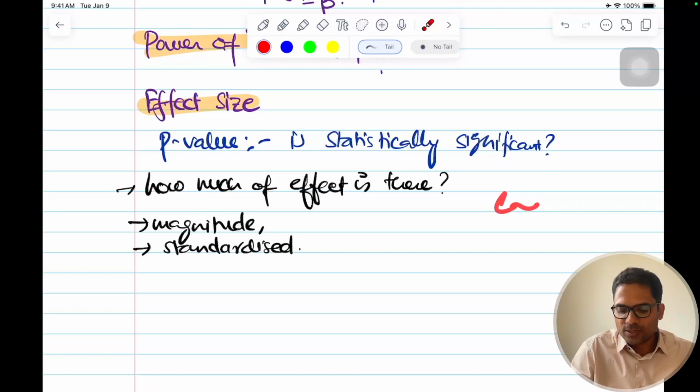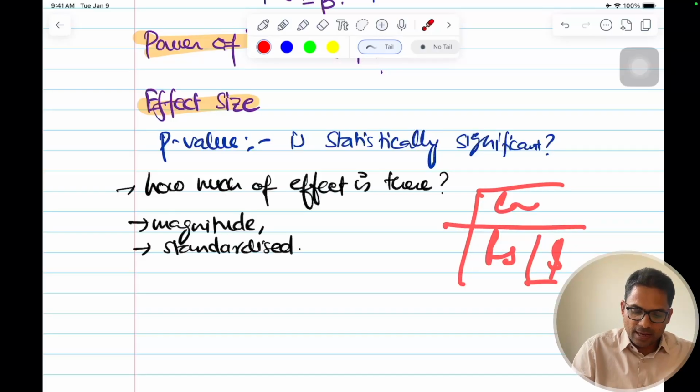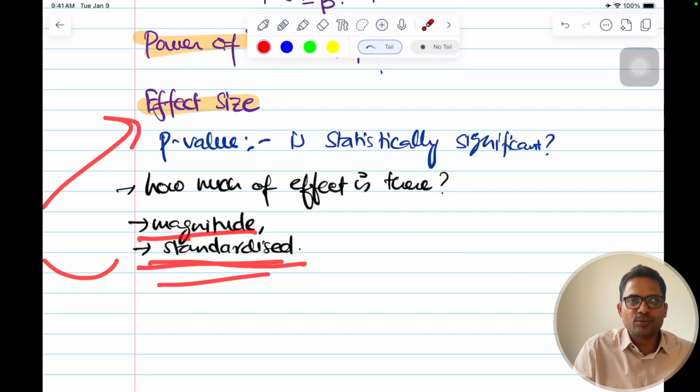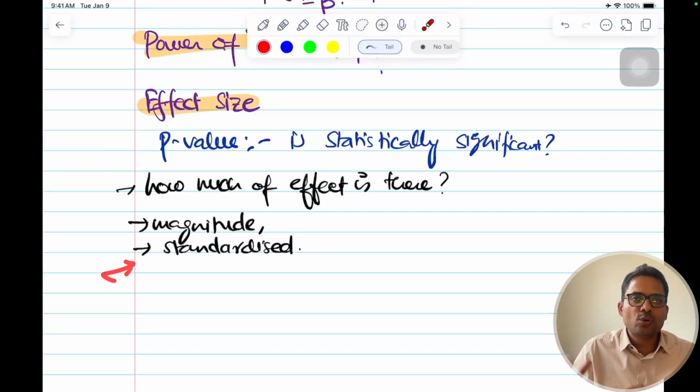One is in centimeters, one is in rupees or dollars, whatever it is. But since this effect size is standardized and the magnitude is captured there, I can compare two effects. What was the effect across tests or across sample sizes? I hope that makes sense. So the larger the impact, the larger the effect size.